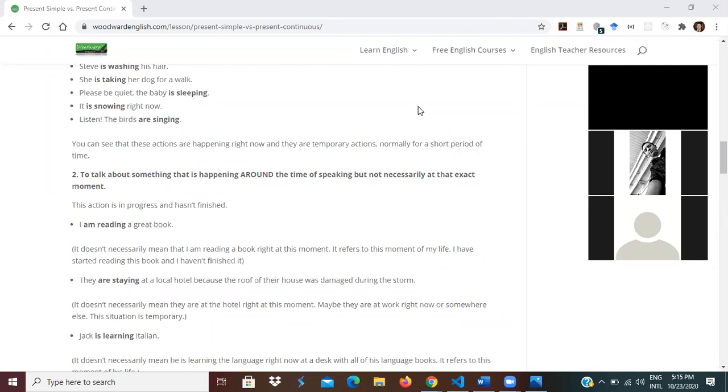Another one. They are staying at a local hotel because the roof of their house was damaged during the storm. You know, that is an action in progress. Since it is a storm, I had to evacuate from my house and go to a hotel while, let's say, the storm passes and somebody fixes my house, right? And in this case, I am staying at a local hotel because of the storm, right? So it makes sense because it is an action that is in process or in progress.